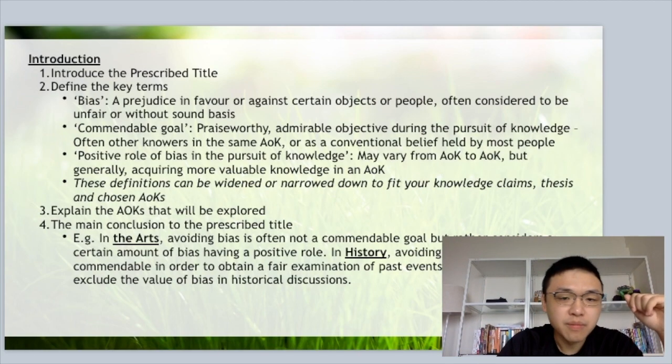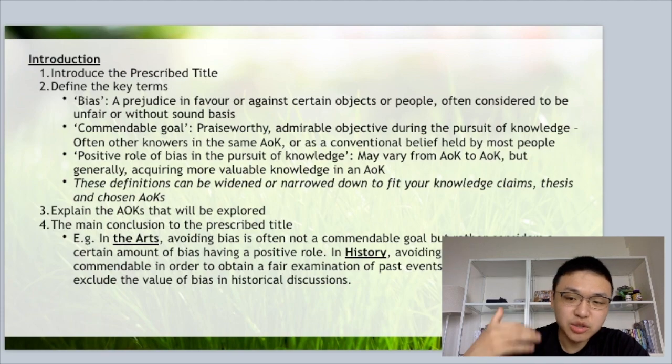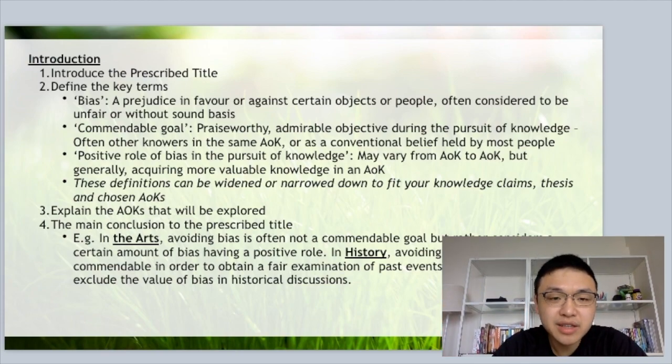Okay, so let's look at the introduction. I'll walk through paragraph by paragraph. In the introduction, you first introduce your essay prompt. You can just say, in this essay we're trying to answer the prompt. Don't use pronouns. You should say, in this essay, the essay prompt of blah blah blah will be answered. Then you can define the key terms.